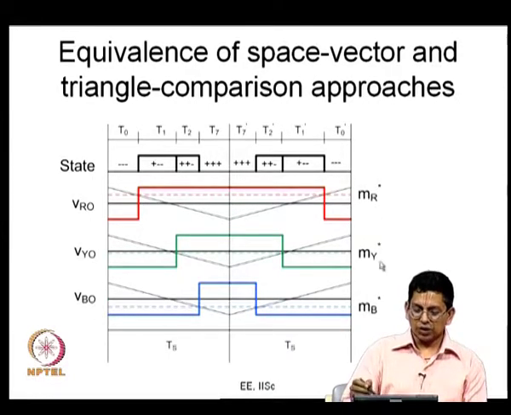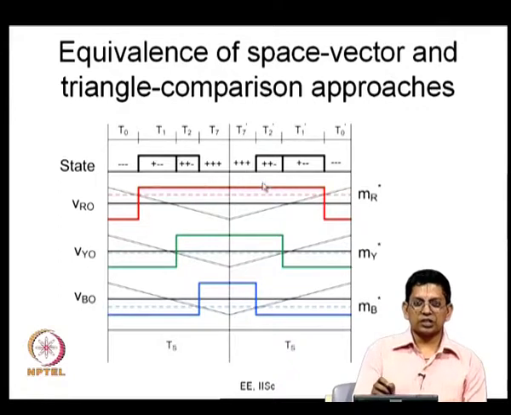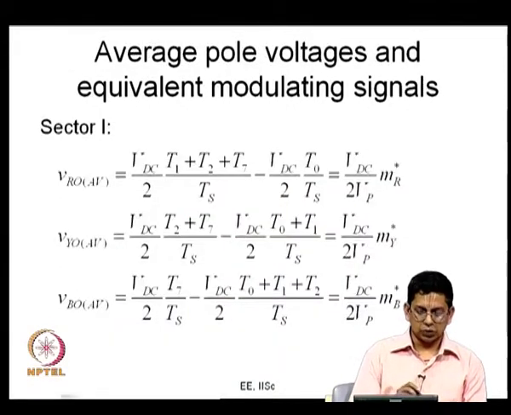If you have MR star, MY star and MB star, what you can do is compare them with the triangular carrier as shown here now. If you compare these equivalent modulating signals with a triangular carrier, you can get the same switching instants. So, these switching instants can not only be arrived at by starting from the voltage reference vector, the sample of the voltage reference vector, and calculating the values of dwell times and outputting the inverter states. You can also go the other way. You can also start from these equivalent modulating signals and compare them with the triangular carrier. So, what these equivalent modulating signals are is a question which you can find out.